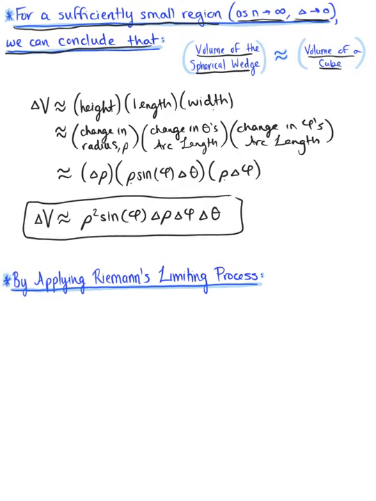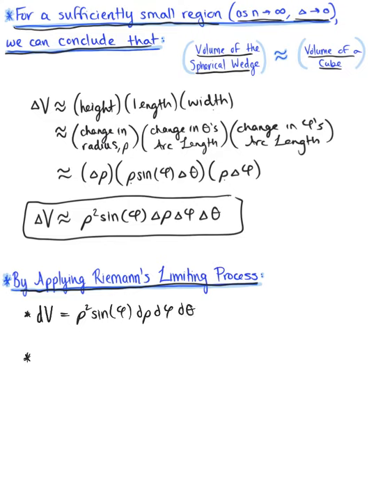Woohoo! So, again, as always, by applying Riemann's limiting process, by taking the limit of the sums of all of these n spherical regions, as the number of subregions approaches infinity and the volume of each subregion approaches 0, we can make the following conversions for triple integrals in spherical coordinates. So by Riemann's limiting process, we can say that the volume differential, dV, will be equal to rho squared sine of phi d rho d phi d theta.